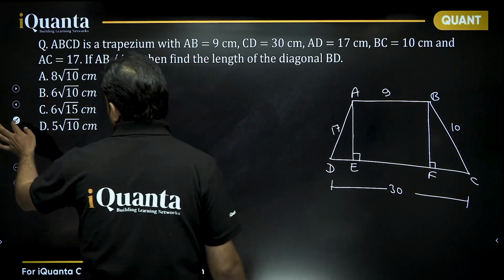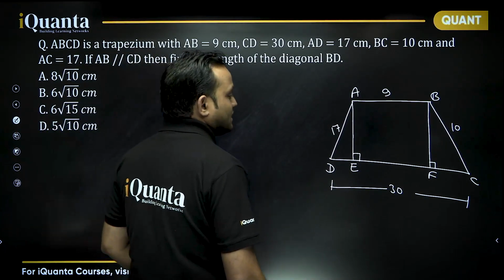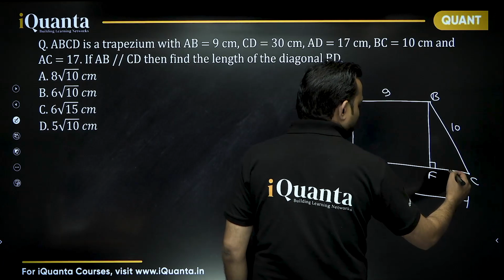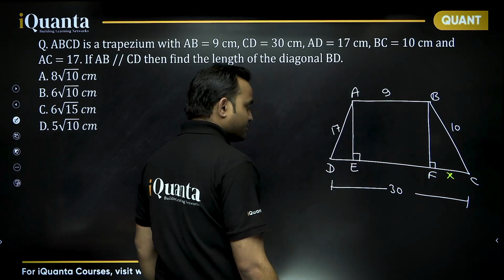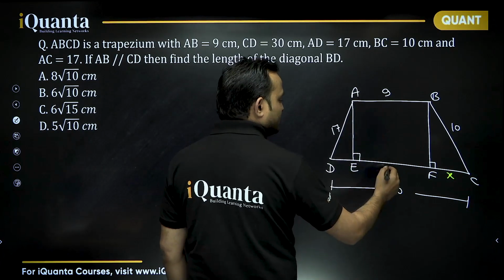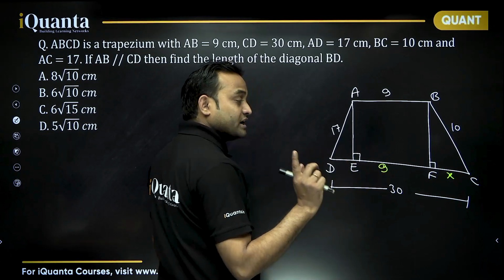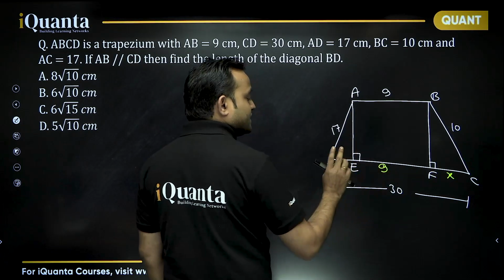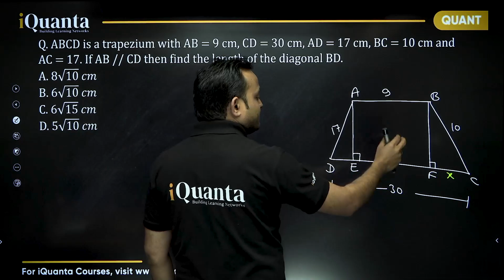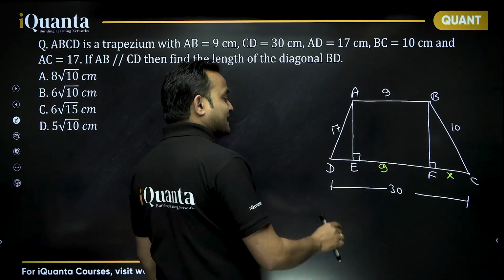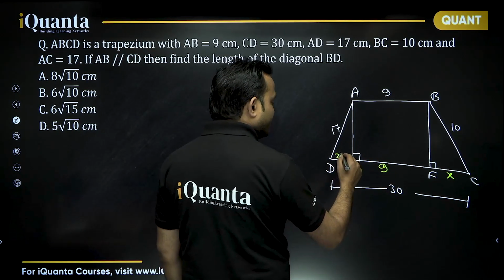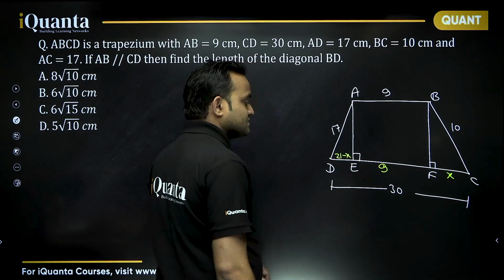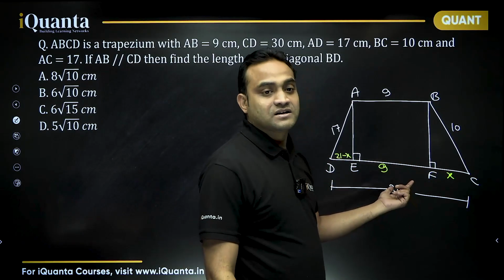Now if I take FC equal to X, can we say EF will be 9? Because we have already discussed that ABFE will be a rectangle, AB will be equal to EF. In that case, DE will be equal to 21 minus X, right? The sum of these three is still 30.